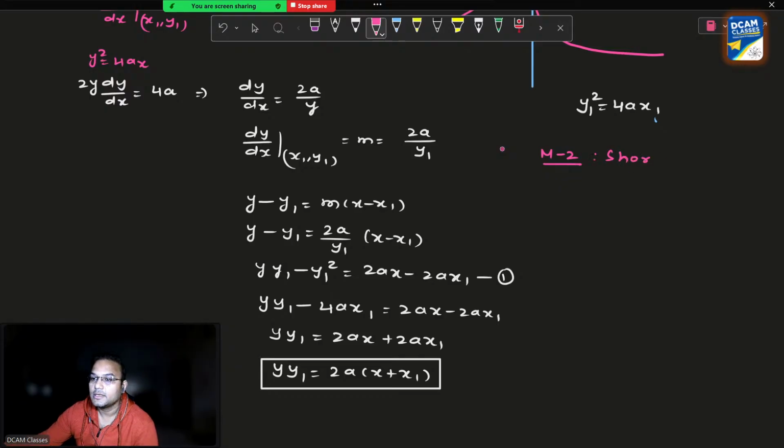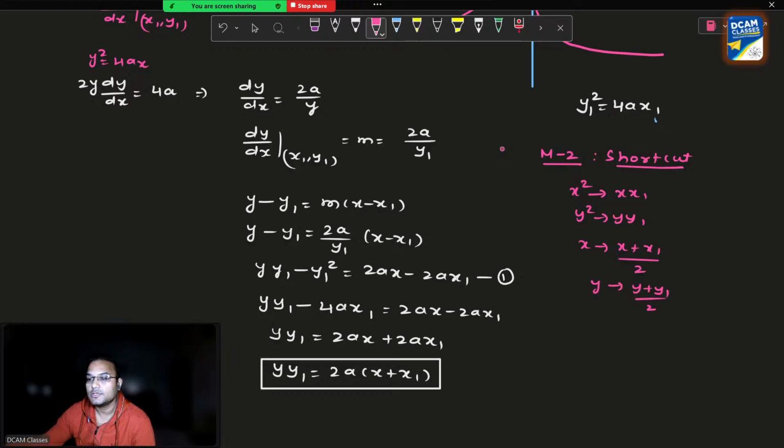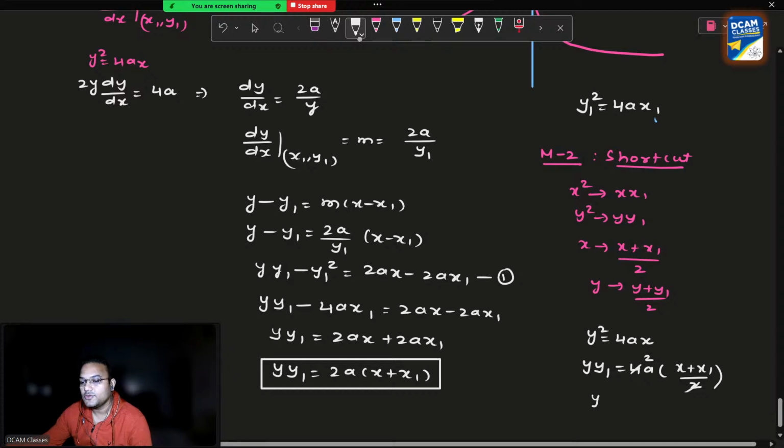What is the shortcut? x square we replace as xx1, y square as yy1, and x as (x plus x1) by 2, y as (y plus y1) by 2. So the shortcut method gives you the equation of tangent very easily. y square is equal to 4ax is the equation of parabola. We'll replace y square with y y1. 4ax will be replaced with 4a into (x plus x1) by 2. So 2 will get cancelled. So you will get y y1 is equal to 2a into (x plus x1). See how easy it is. A shortcut method.